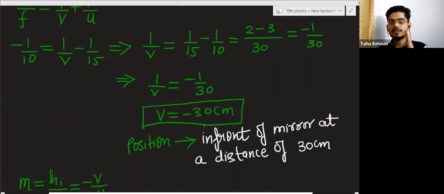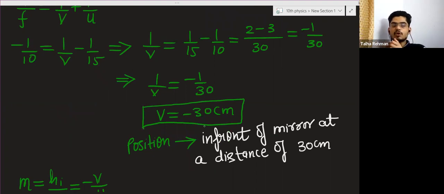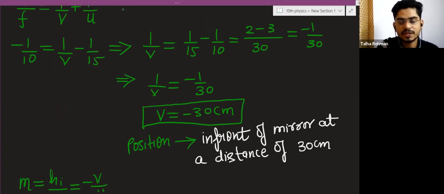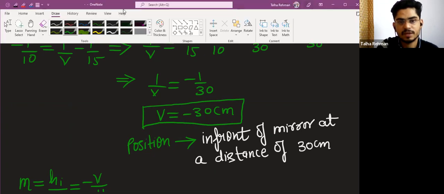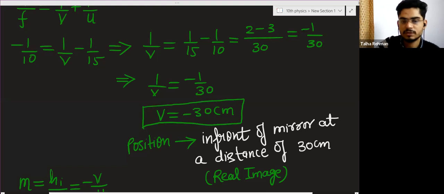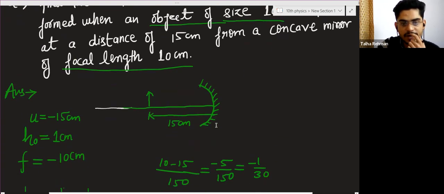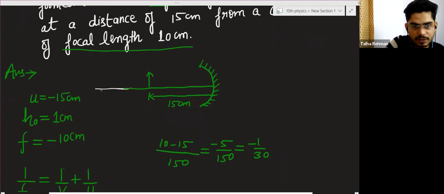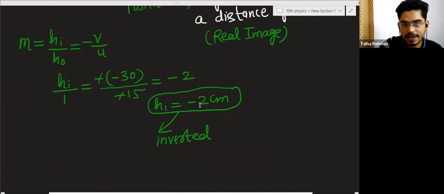From here you can say one thing more. As the image is on the same side of the object, or in front of the mirror, you can say the image is real. So here you can write real image, because the image is formed in front of the mirror. So now I am finally drawing the diagram. The image is formed somewhere here in the downward direction. Why am I taking the downward direction? Because the height is negative.